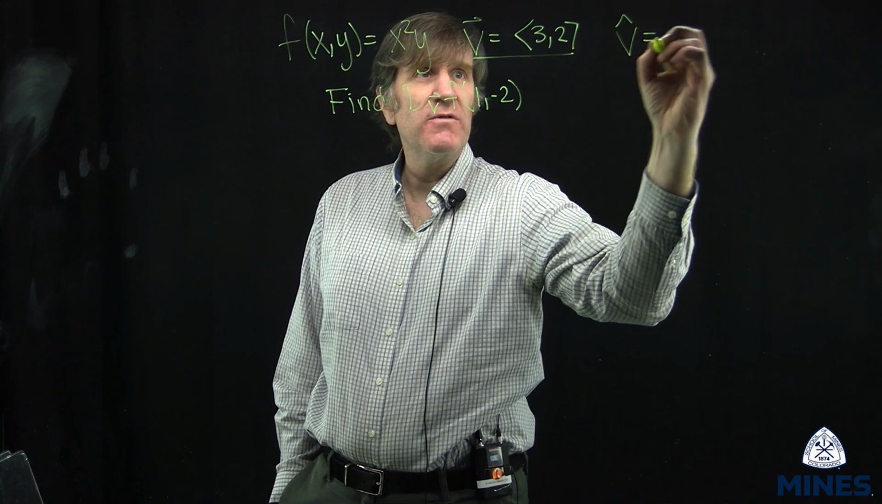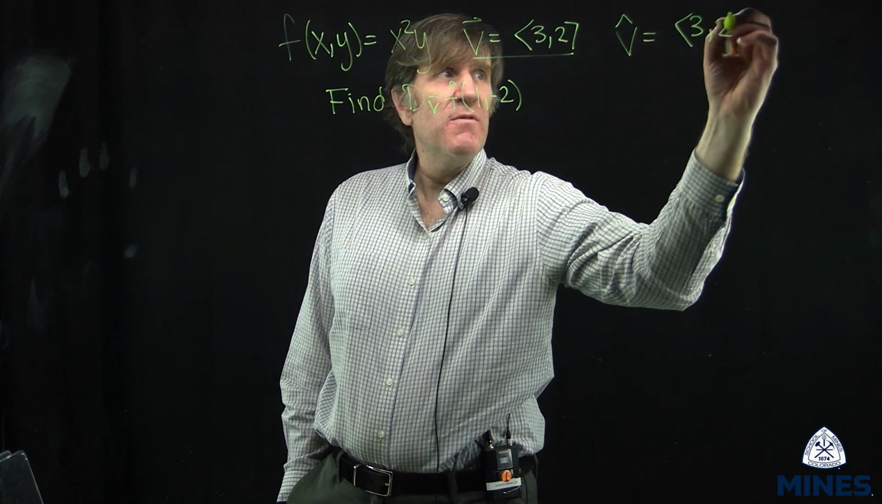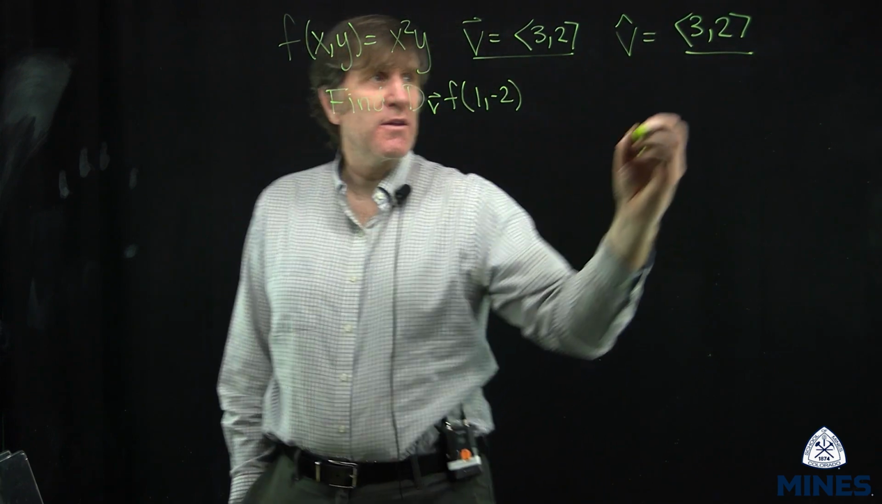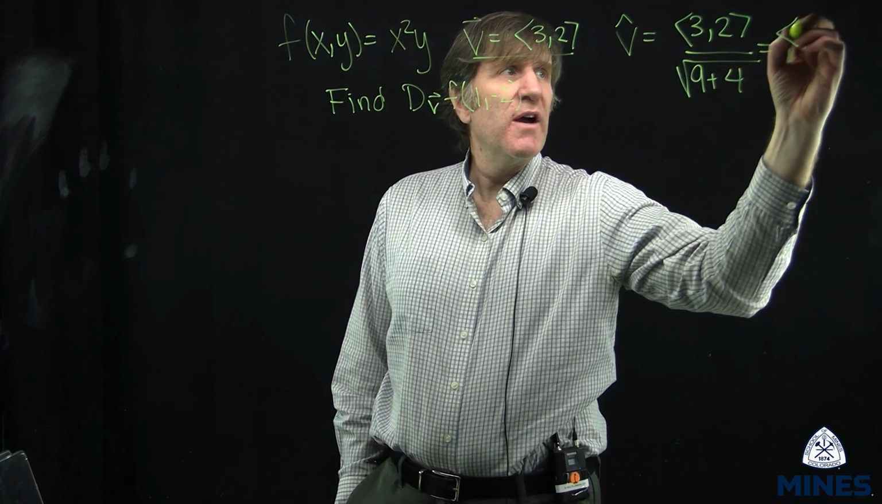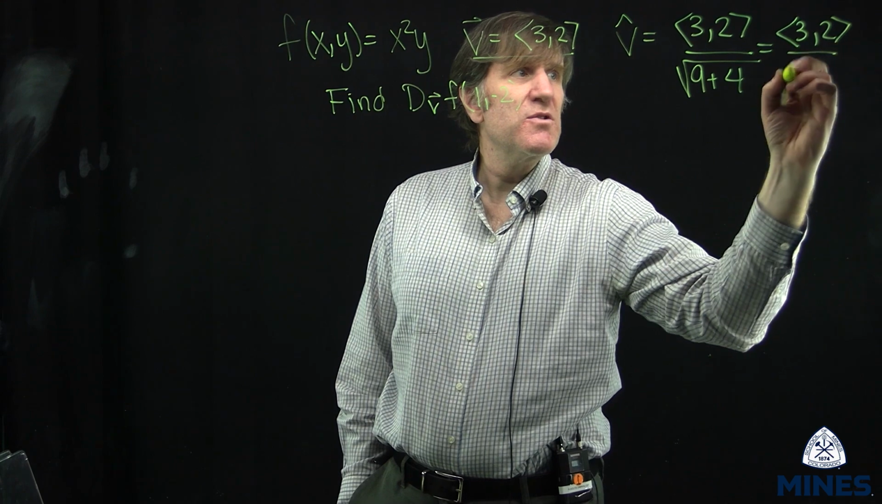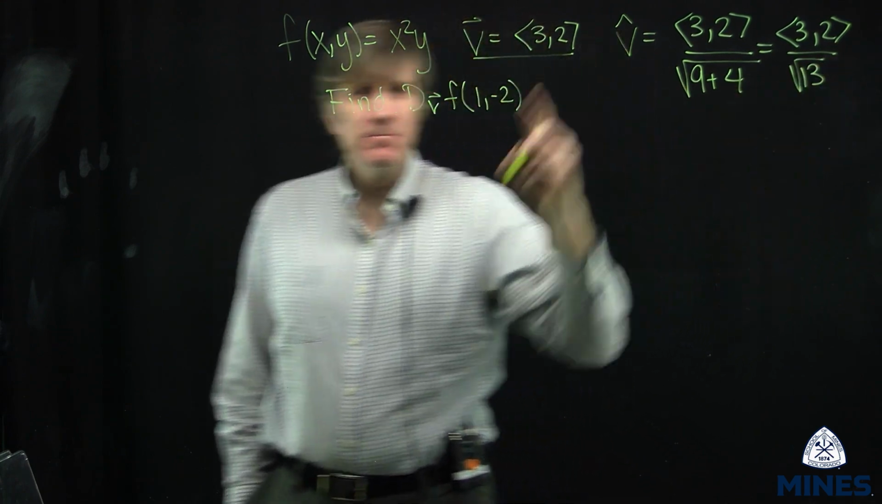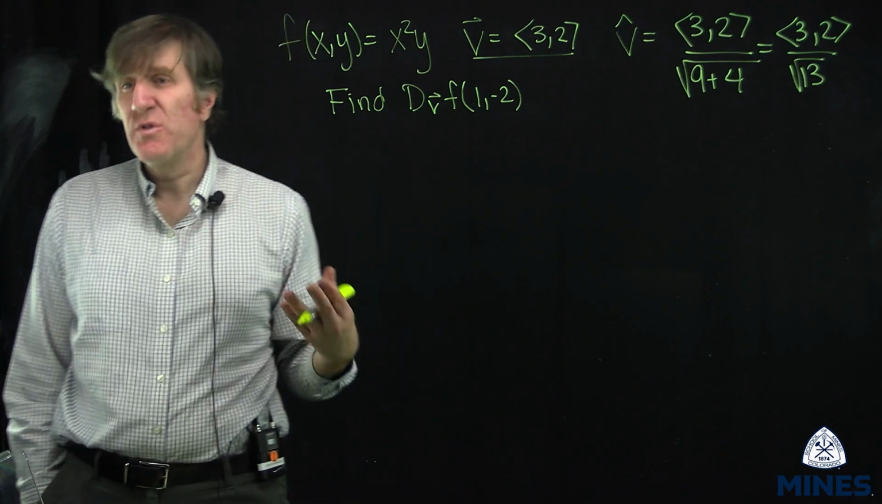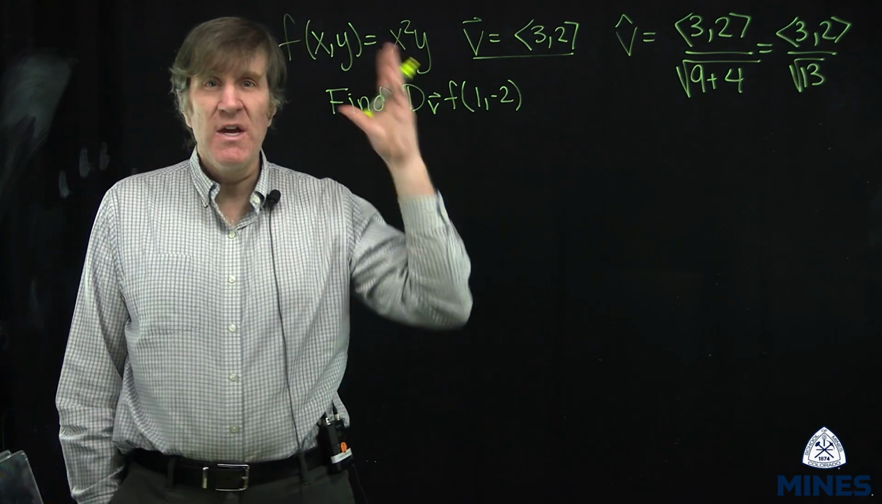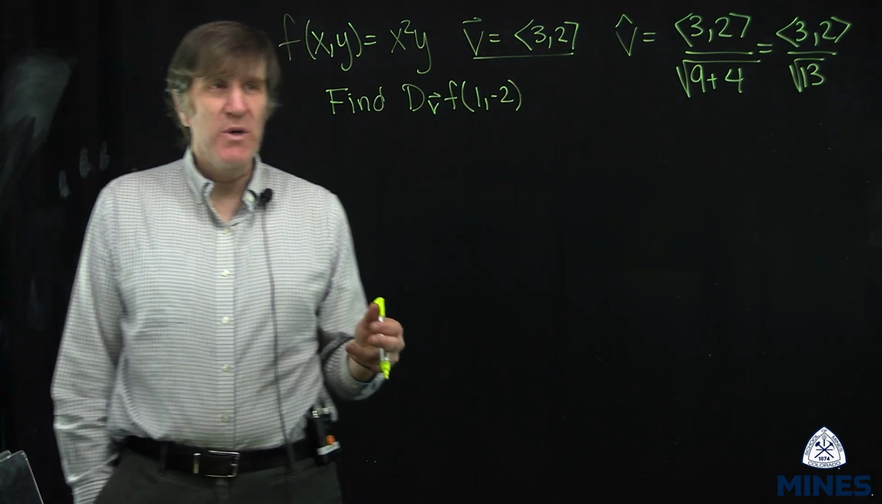The unit vector for this is the same vector divided by its length. And its length is the square root of 9 plus 4. So we have 3 comma 2 divided by the square root of 13 as our unit vector. That unit vector is the direction that we're interested in. We want to know the slope of the surface in the direction that that vector is pointing.